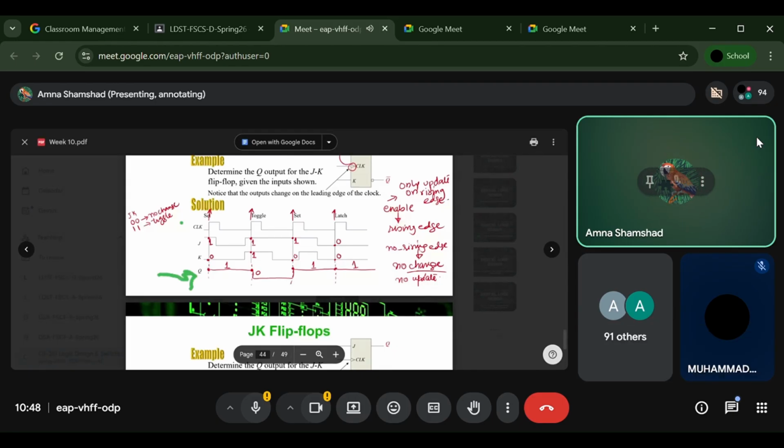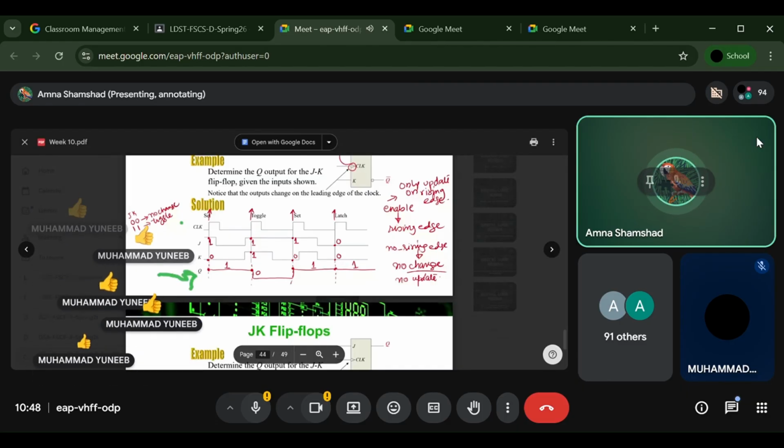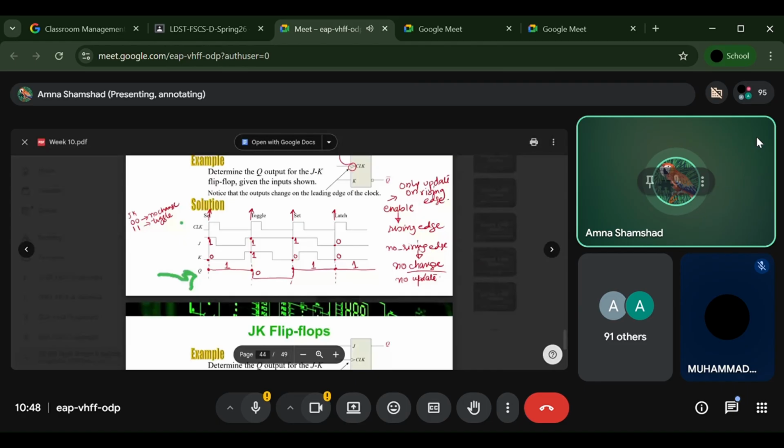But on the next positive edge triggering, we have to check my J and K again. This time I have J is 1 and K is 1. And from the previous tables, we all know that when we apply J equals 1, K equals 1, means on the 1-1 combination for JK, the output will be, yes. Can anyone tell quickly?